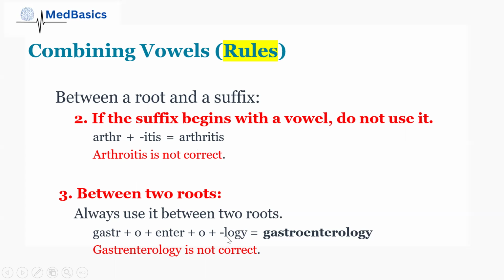If the first alphabet of the suffix is a consonant, I will be adding O, the combining vowel. If it is a vowel, in that case, I won't be adding the combining vowel. So the terminology gastroenterology is correct, but if the condition is gastroenteritis, itis is a suffix which begins with I, so I won't be adding O just after enter in that case. I hope the rules are getting clear to you all.